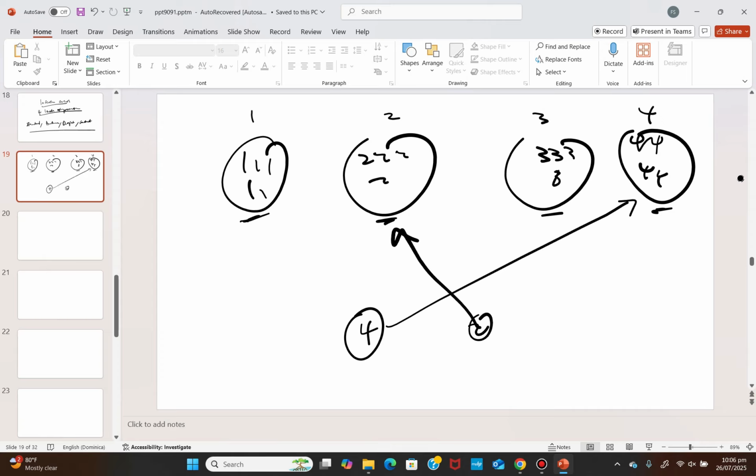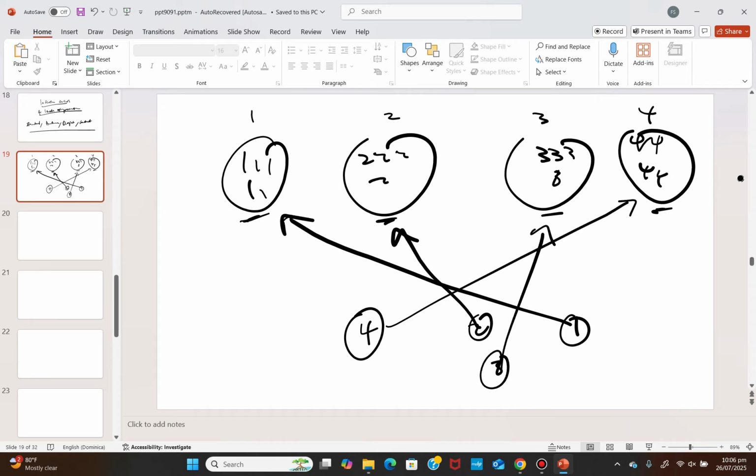If I tell you 2, you are definitely going to place it right here. If I tell you 1, you place it right here. If I tell you 3, you place it right here. You cannot place 1 in the wrong group, because that is not the right group. For 2 as well, you cannot place it in any of the other groups. For 3 and for 4, it is the same, because those are not the right groups.